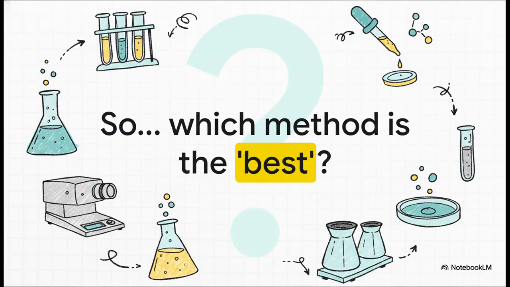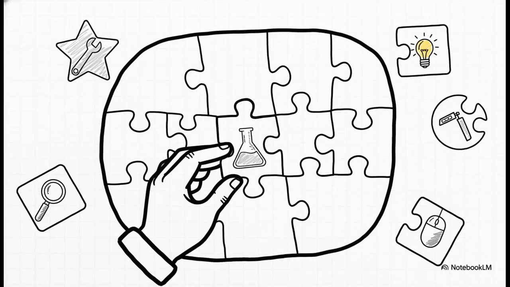Which of course brings us to the ultimate question. After looking at all of these, is there one method that's just better than all the others? And the answer is nope. There is no single best way. The best method is always the one that fits the job you're doing. Understanding concentration isn't about memorizing formulas, it's about knowing which tool to pull from the chemist's toolbox. And now, you know what's in the box.